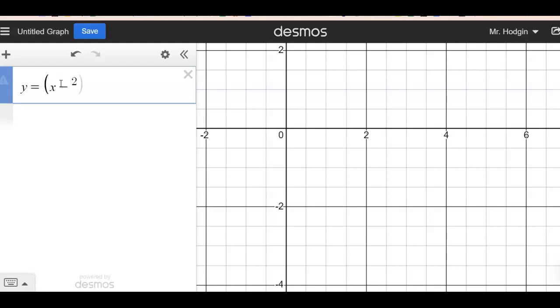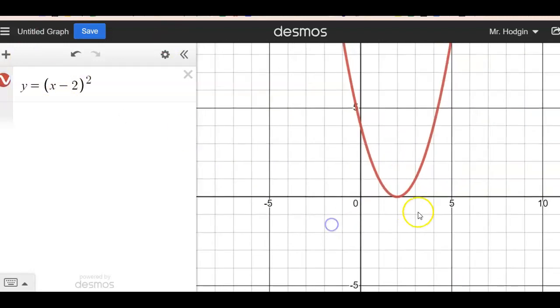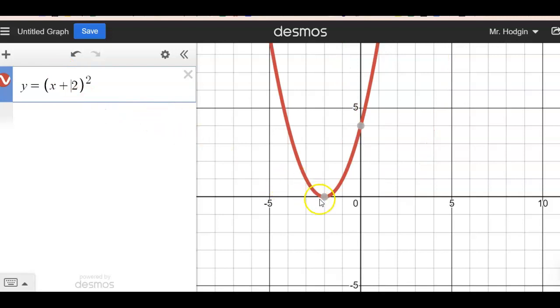If I did like a -2 to the second power, turn it on, right? You'll notice that it moves to +2. So the -2, you might think, okay, the negative direction is the left, but it actually moved the graph to the right. And same thing here, if I make this +2, it actually moves to the left. So it's opposite of whatever this sign is.